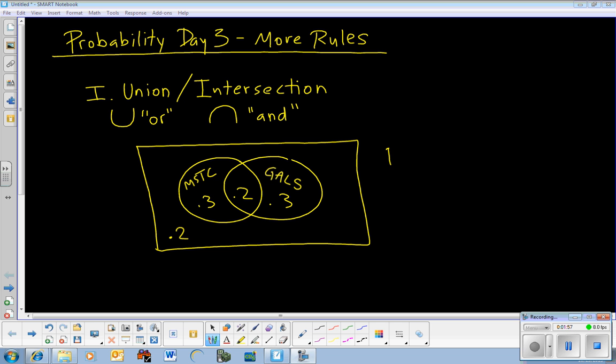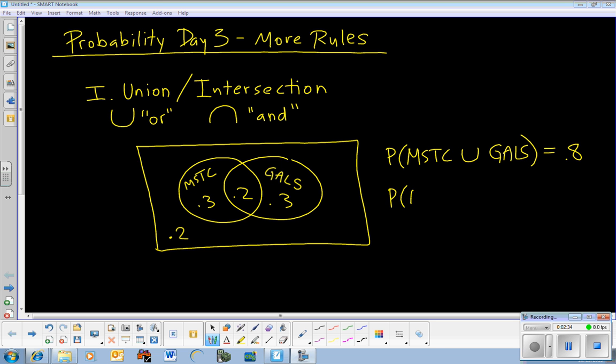If I ask you for the probability of MSTC union gals, or what proportion of them are both, or are in the union, not both, that's or, that's going to be 80% because everybody except 20% are in one of those bubbles, or both. Technically I have 50% girls and 50% MSTC, but I can't just add those together. I have to subtract the overlap, which is a concept we've discussed some.